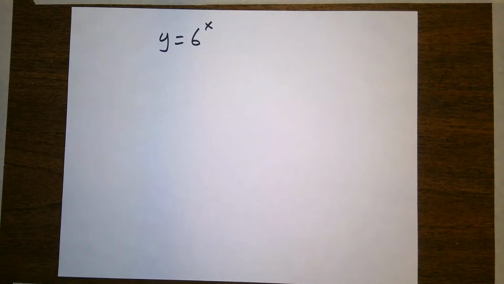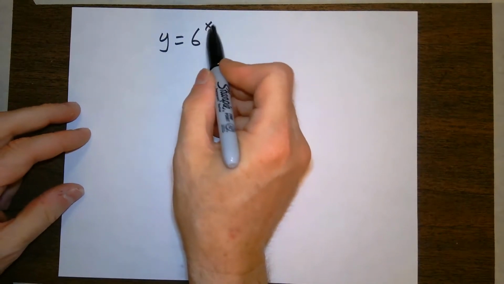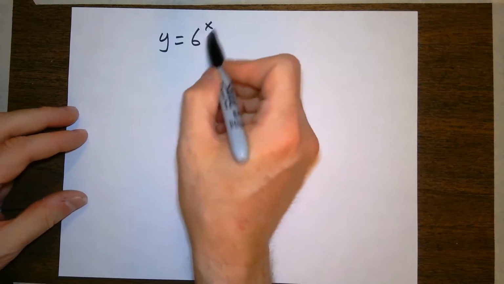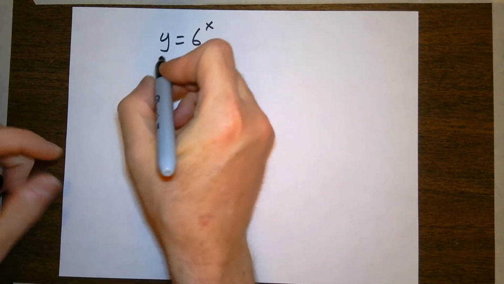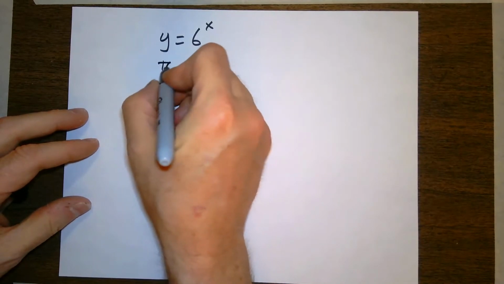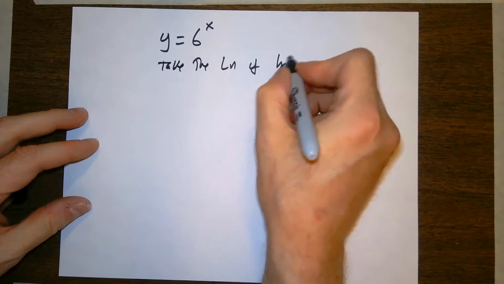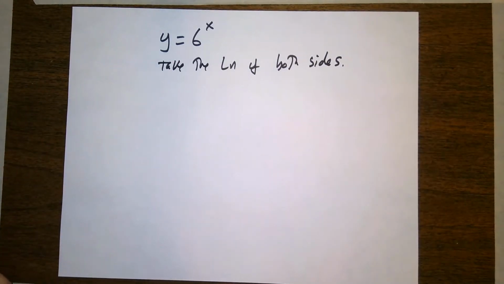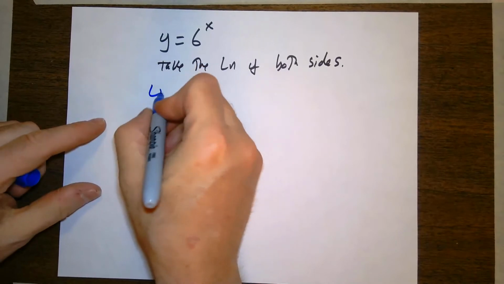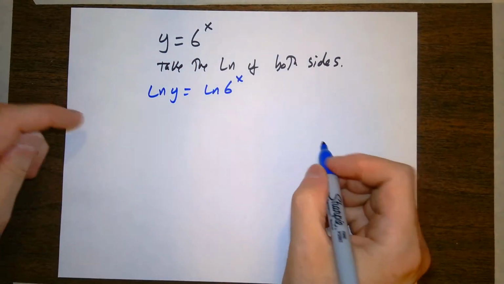If I take the natural log, the variable up here, I can take the variable. Now I've got a constant to a power. I think I already know how to do this one, but let's rewrite it. I'm going to take the natural log of both sides. What's that going to look like? I'm going to have the natural log of y equals the natural log of 6 to the x.